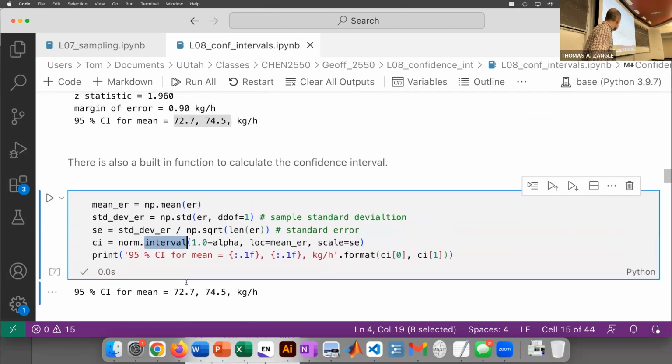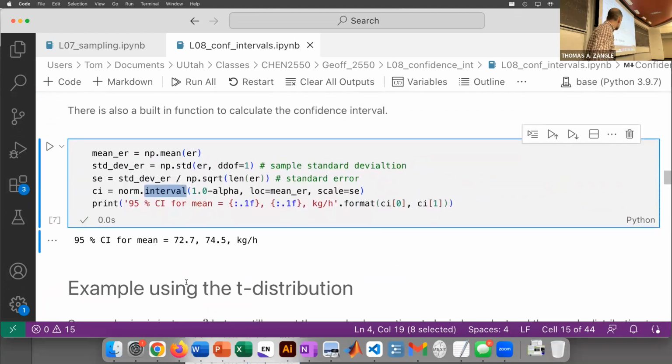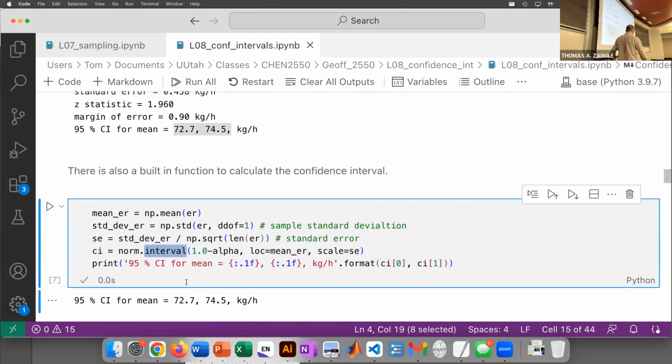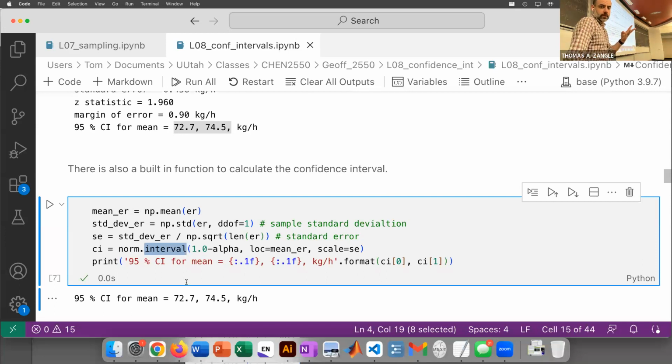But all of this begs the question of what we should do when we have data with n of less than 30. If we don't have that large of a sample size, in this case, we're measuring pollutant emission, which maybe was a very expensive thing to do, so we only have 3 data points, we know that we can't use the normal distribution to estimate a confidence interval on our mean value. So what should we do?